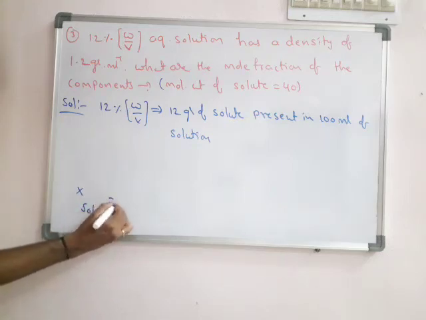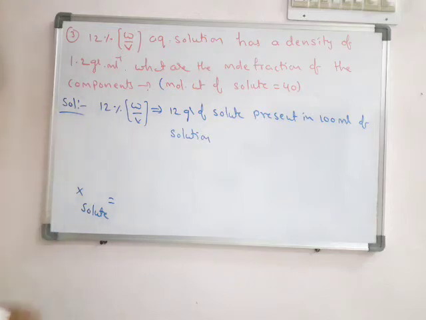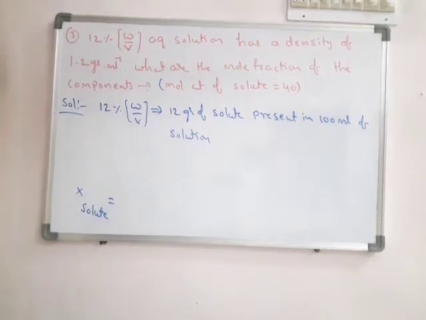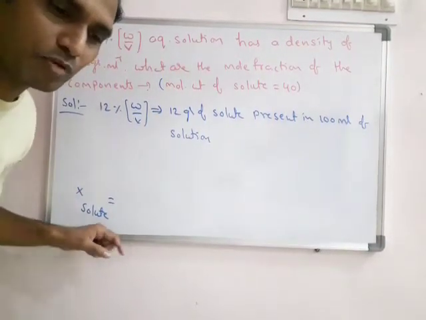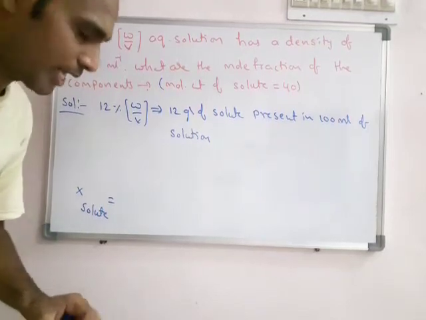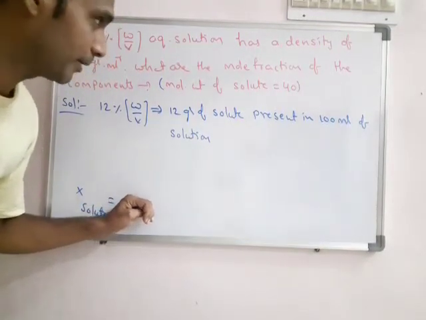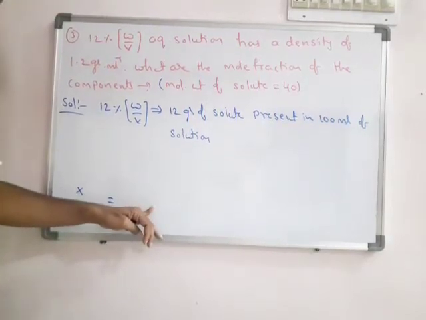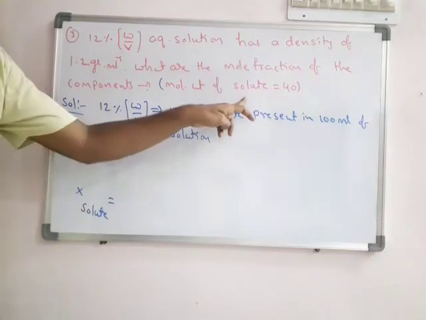For the mole fraction of solute, we need the number of moles of solute, which is the weight of solute by the molecular weight of solute. Here the weight given is 12 grams, and the molecular weight of solute given is 40.